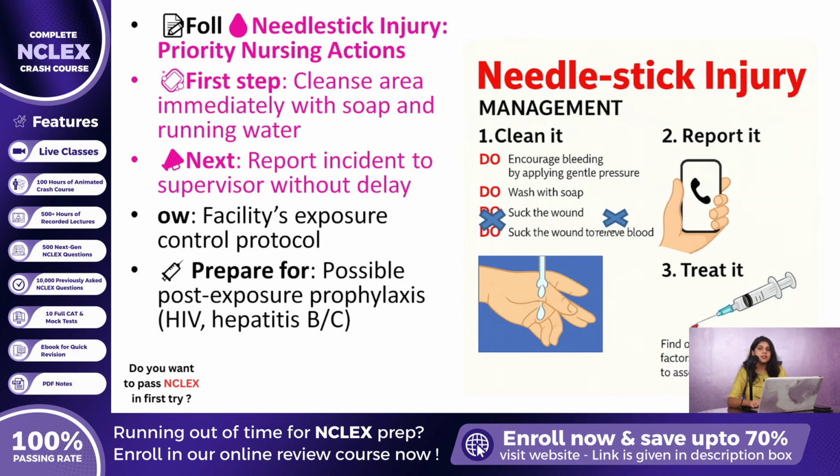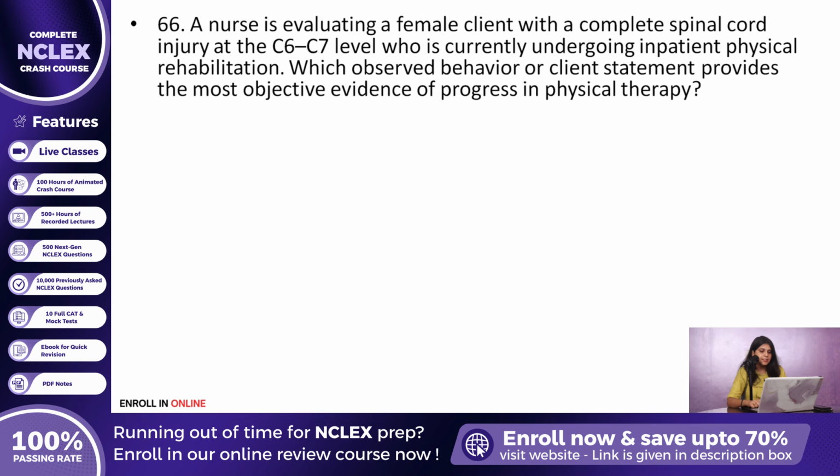Now moving on to question 66. A nurse is evaluating a female client with a complete spinal cord injury at the C6 to C7 level who is currently undergoing inpatient physical rehabilitation. Which observed behavior or client statement provides the most objective evidence of progress in physical therapy?